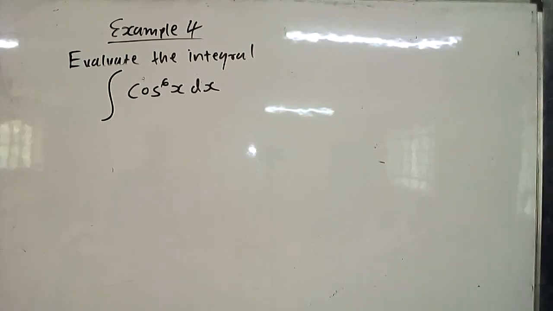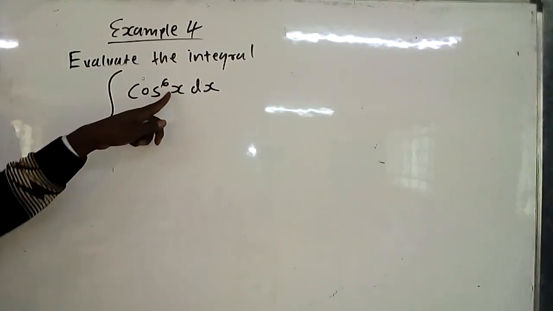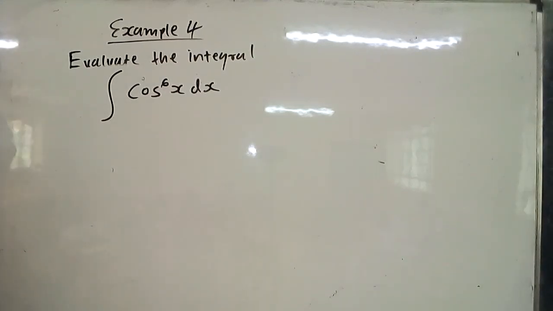We have been told in example number 4 to evaluate the integral of cos raised to the power 6 x dx. So you cannot integrate it with a power. When the power is greater than 2, you use De Moivre's theorem, isn't it? So from De Moivre's theorem, what do we have?